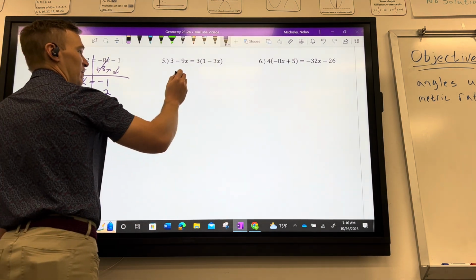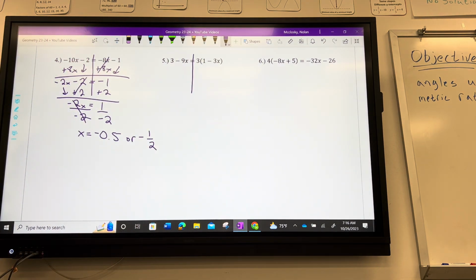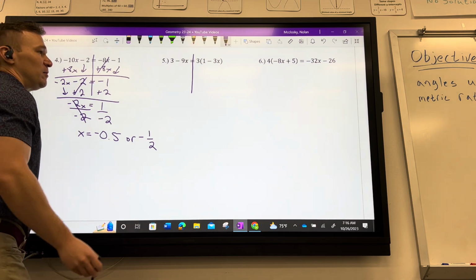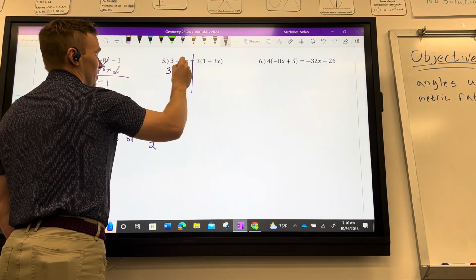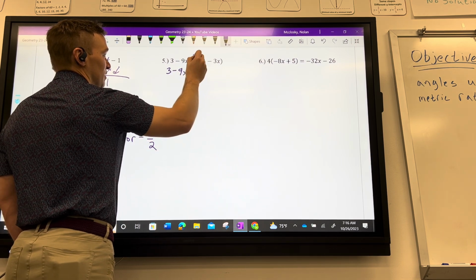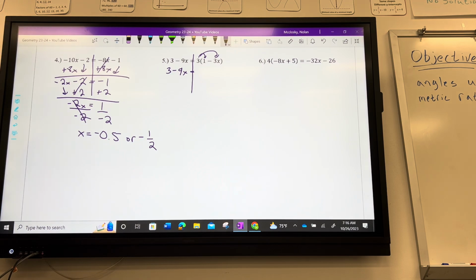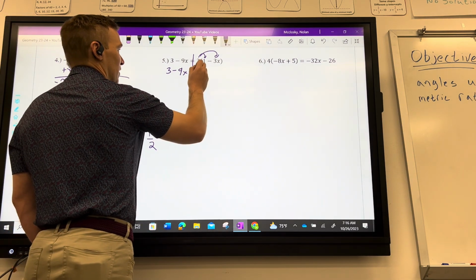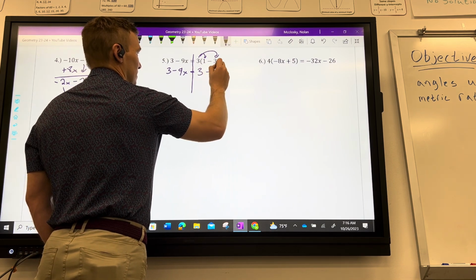All right, number 5. We have some parentheses again. Okay, so that means we need to distribute. This left side, there's no parentheses, so everything just drops. 3 minus 9x drops down, and then you do 3 times 1, and 3 times negative 3x. 3 times 1 is positive 3. 3 times negative 3x is negative 9x.